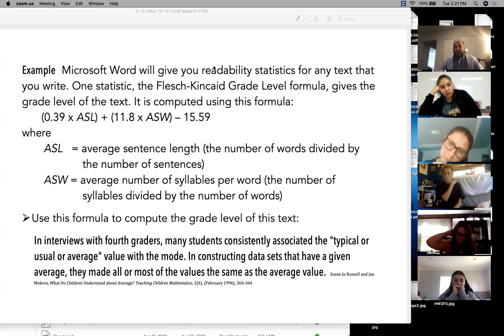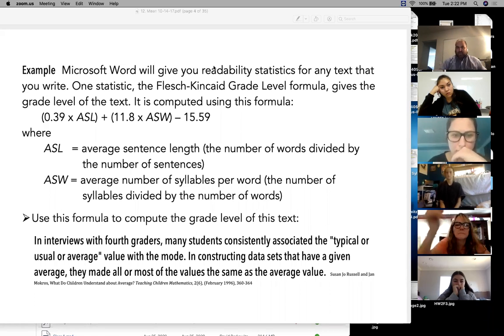The ASW is the number of syllables per word. In other words, the average number of syllables per word. So it's the number of syllables divided by the number of words, right? Longer words have more syllables, another sign of a greater grade level. So according to this formula that Microsoft Word uses, it tells you your grade level. So here is a text.